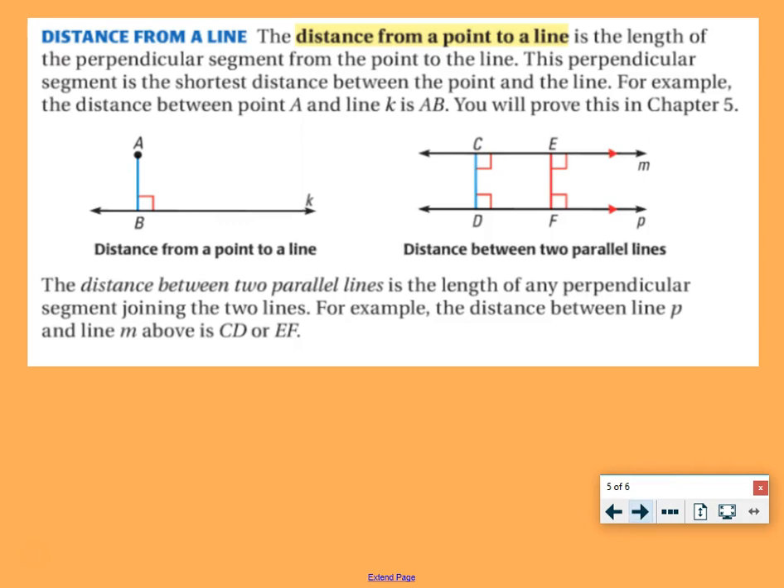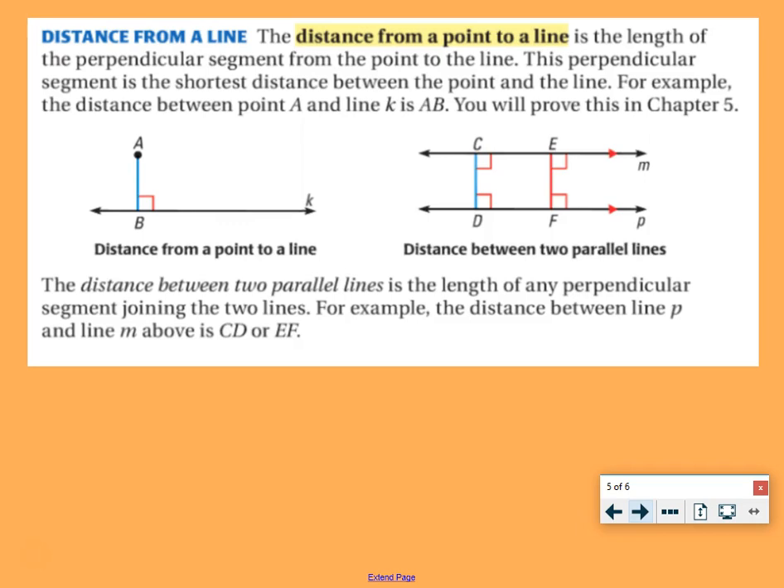Distance from a line. This is the last piece on your resource sheet. Main point of the notes. It's our essential question. The distance from a point to a line is the length of the perpendicular segment from the point to the line. This perpendicular segment is the shortest distance between the point and the line.